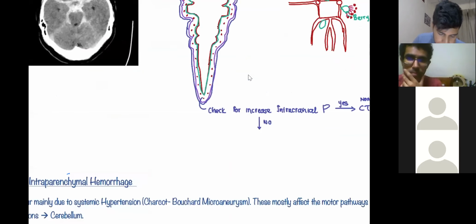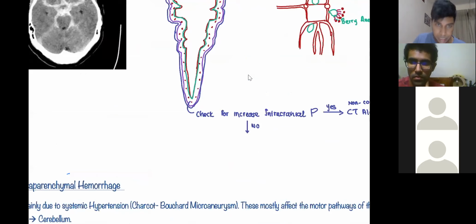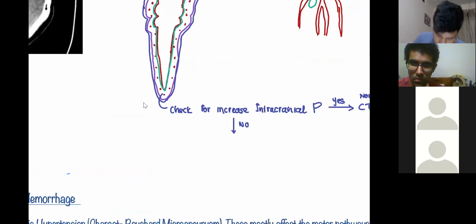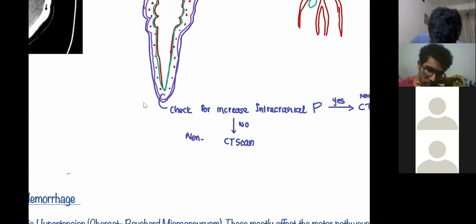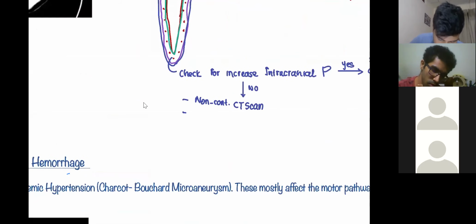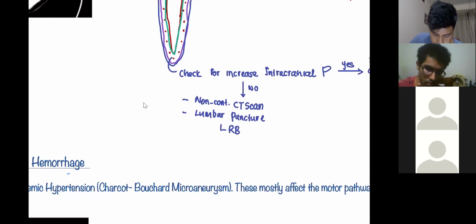It won't take long because we have done basically the major things. If there is no increased intracranial pressure, you can do a CT scan. You have to do a CT scan. Again, non-contrast. I'll explain what non-contrast and contrast CT scans are. You can do a lumbar puncture. In a lumbar puncture, you can find RBC present.